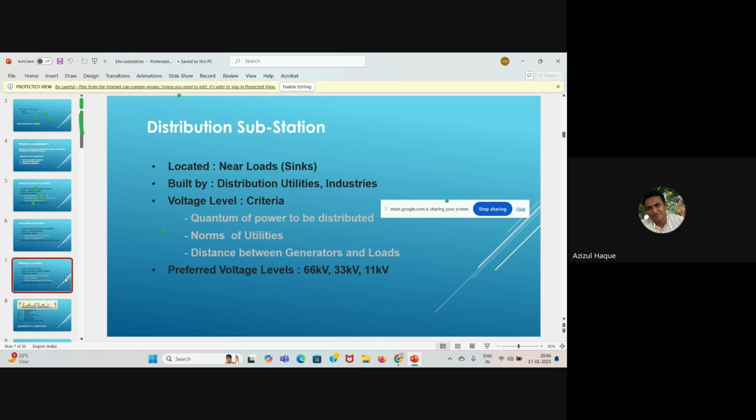A distribution substation is located near the load. When the power from the generating station has been transferred by the transmission system, it has come to the 765 kV or 400 kV level. But at that high voltage level, we cannot use it directly for our loads, because our loads are not for that high a voltage. So we step it down to the required level. According to the industry, somewhere it is 11 kV, somewhere 6.6 kV or 33 kV.